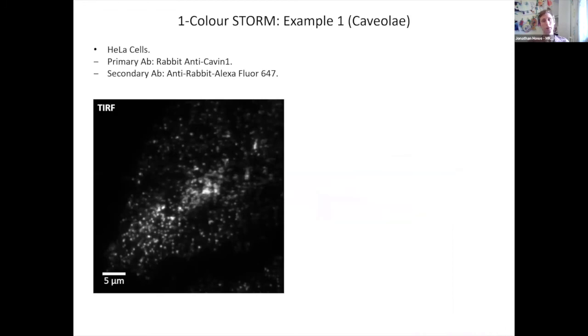So here is an example of some HeLa cells which I labeled with an antibody against a caveolar protein called cavin-1. And this is the TIRF image, which you can see has very, very low background, even though there will be a lot of internalized cavin-1. We just don't see that. We only see the stuff at the surface.